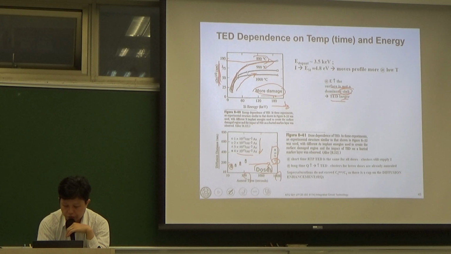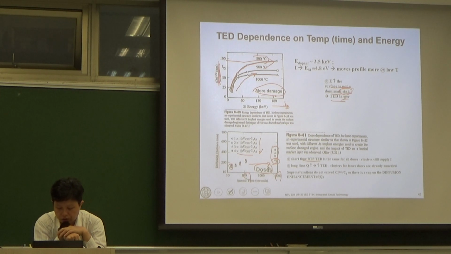And for the shorter time here, you can see the TED is the same for all those, because at that time you still have clusters that can continue to supply I. So you didn't see much difference between them.